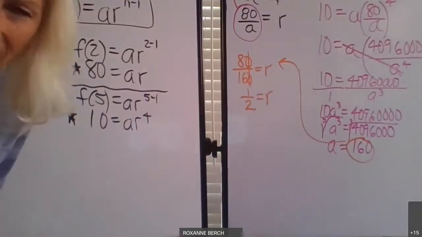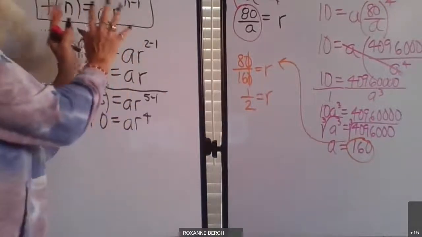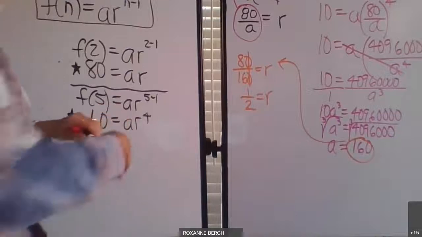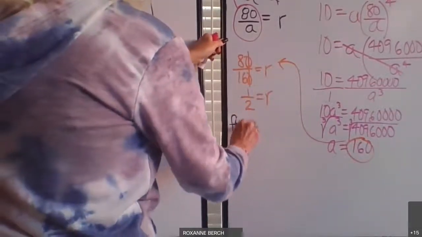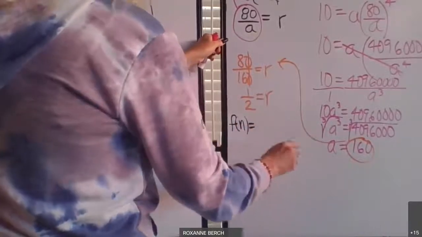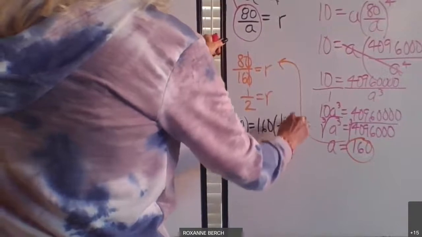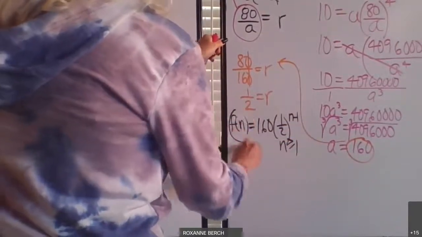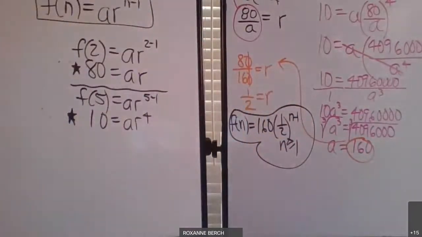Now, why did we do all this? We did all of this so we could write this rule. So here's my rule. My rule is f of n is equal to the first term, which is 160 times 1/2 to the n minus 1 for n greater than or equal to 1. Okay, I'll take questions now.